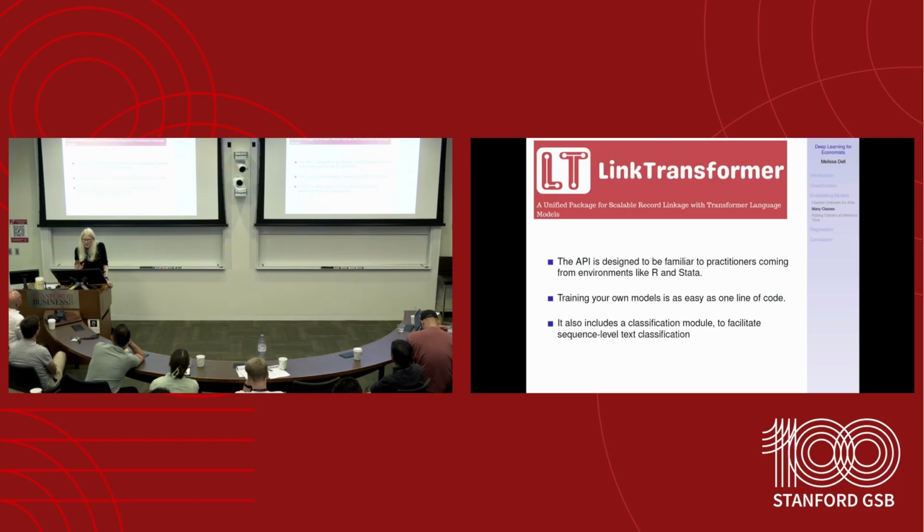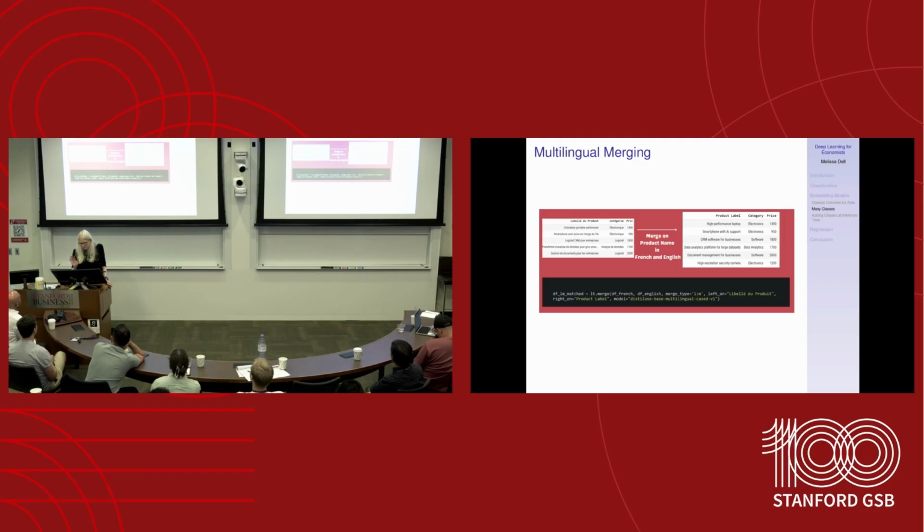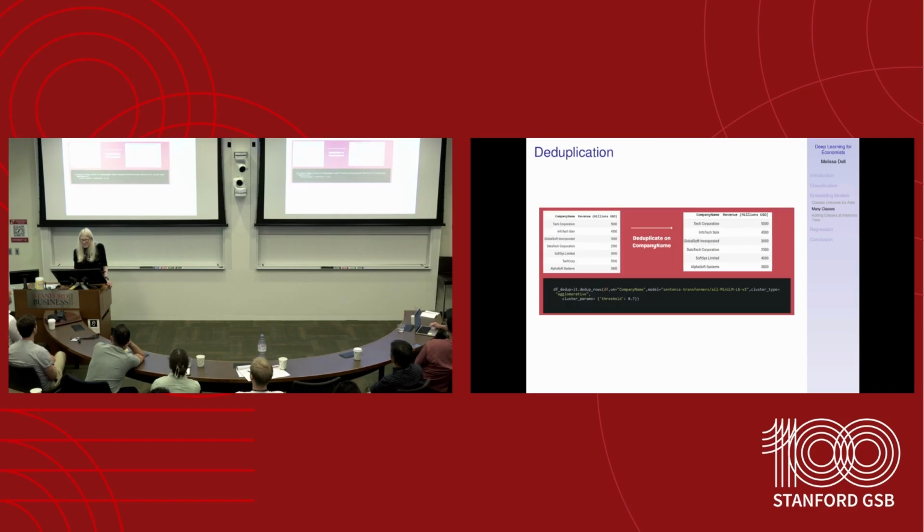We try to design the package so that it's familiar to people coming from environments like R or Stata. This is in Python, you would not be able to do this in R, but we try to make it intuitive, including training your own model. The basic functionality is, we have lists of firms and we want to merge them together. You do that with a simple line of code. As I said, I have abandoned projects because I could not link products across 2 languages unless I did it all by hand. But now multilingual language models make that easy.